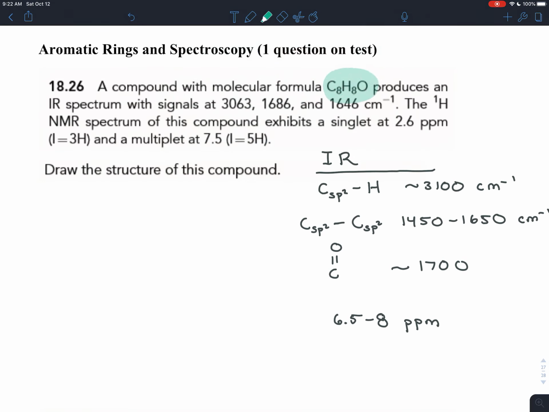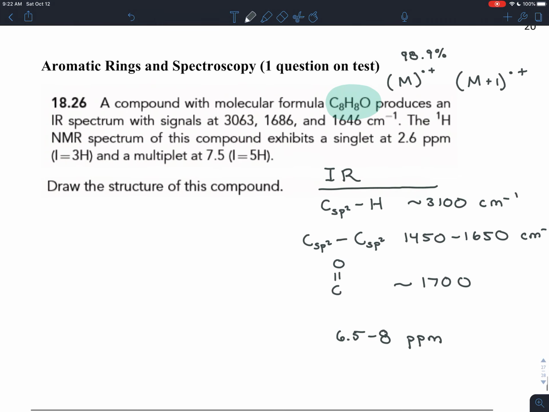Okay, so whenever you're given these spectroscopy problems, look at the molecular formula. Remember, you would get that molecular formula from mass spectrometry. You'd compare the molecular ion peak to the M+1 peak, and based on the ratio of those, for every carbon, 98.9% of the carbon in the world is carbon-12, and approximately 1.1% is carbon-13.